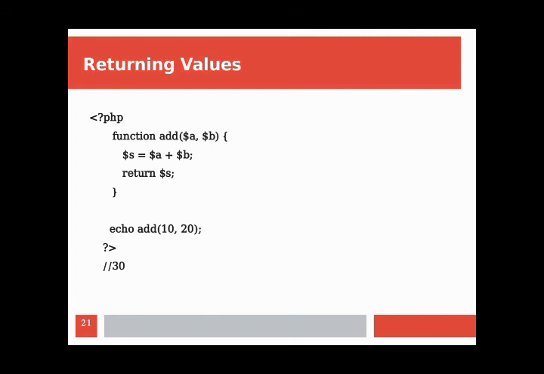Here is an example of returning a value. PHP, then function add($a, $b). Here the two parameters we have used. Then in that function $s equal to $a plus $b and return $s. That means with the addition it will return the value. Here we call that function with the display statement, that is echo add, and the arguments are 10 and 20. And here the return statement works with $s, and $s is the variable where we got the addition of a and b. That's why the output is 30.